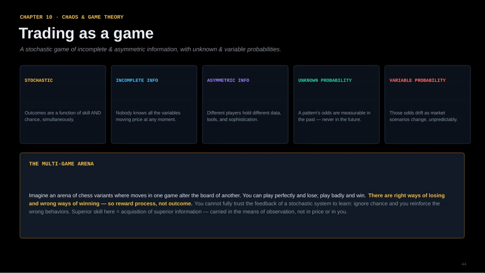Game theory gives trading its precise classification: a stochastic game of incomplete and asymmetric information with unknown and variable probabilities. Stochastic, outcomes are skill and chance at once. Incomplete, nobody knows every variable moving price. Asymmetric, players differ in data, tools, and sophistication. Unknown probability, you can measure a pattern's odds in the past, never the future. Variable, those odds drift as conditions change.